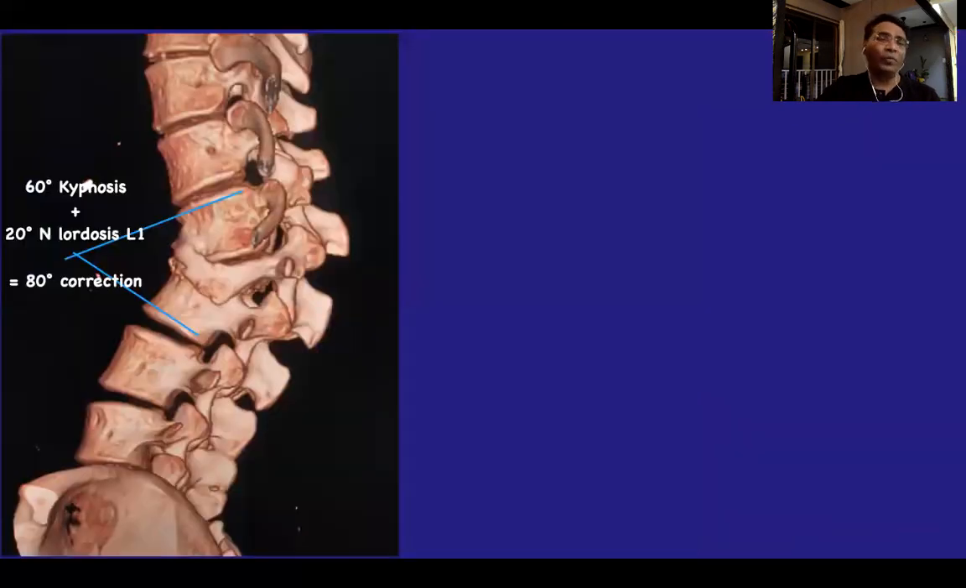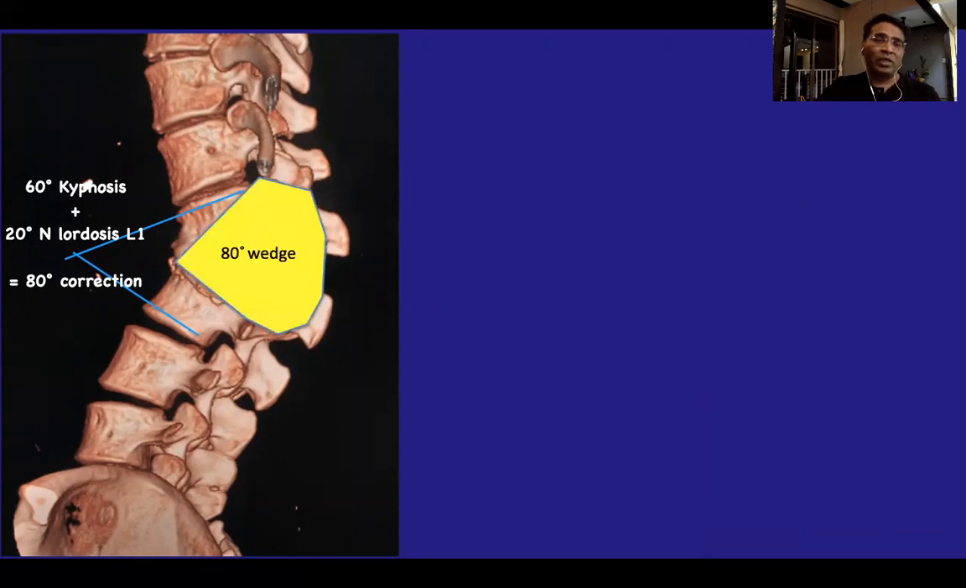Let us see how. In this case, there is about 60 degrees of kyphosis at the level of L1. So you add about 20 degrees of normal lordosis. That adds up to about 80 degrees of overall correction. To get that with a posterior closed wedge, 80 degrees would amount to a lot of bony resection of the vertebral bodies.